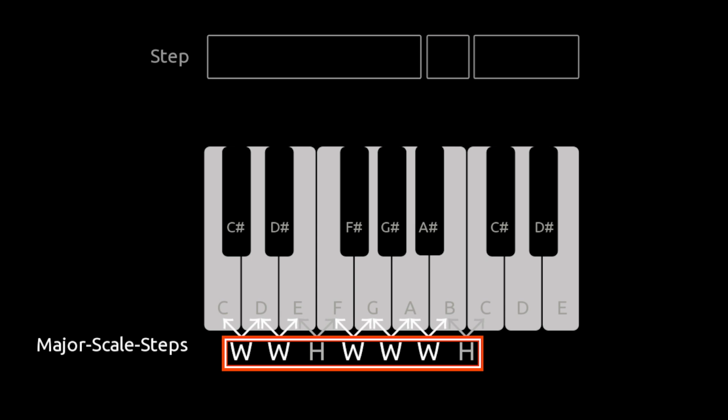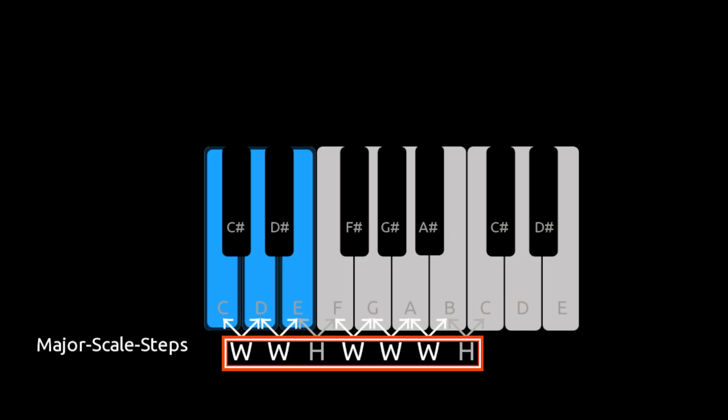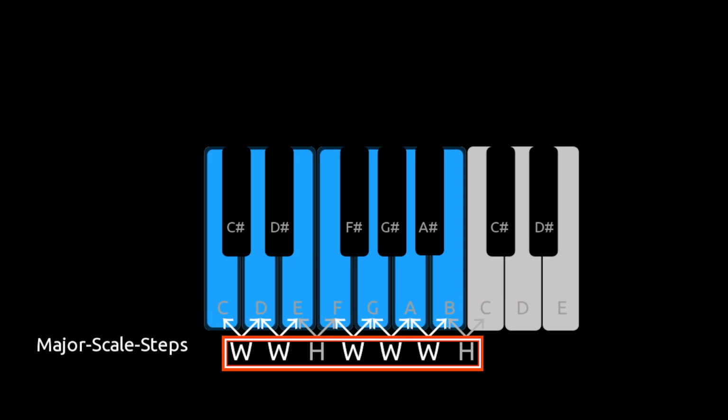When we apply this pattern to a specific starting point on our keyboard, this starting point is then called the key note or the tonic. This note is like the home base of the scale. Now, if we choose C as our key note, our starting point for our major scale pattern, then we got C, D, E, F, G, A, and B. So, obviously, nothing but white keys.